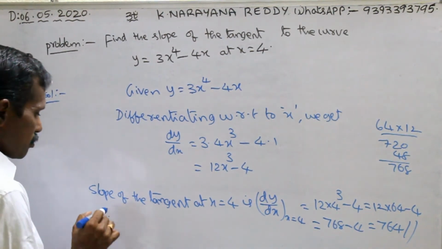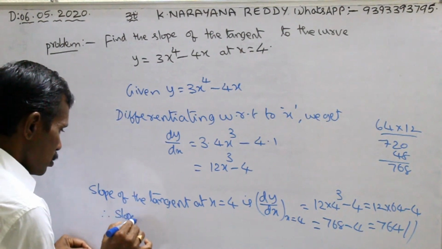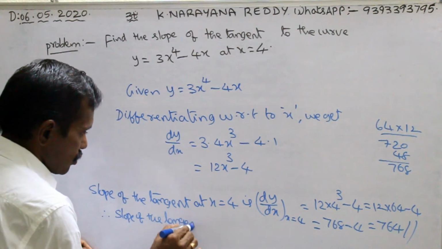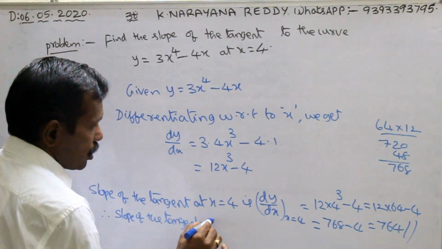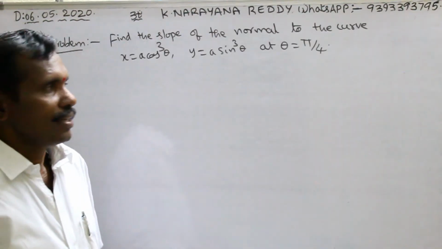Therefore the slope of the tangent equals 764, that is the answer. See the next problem.